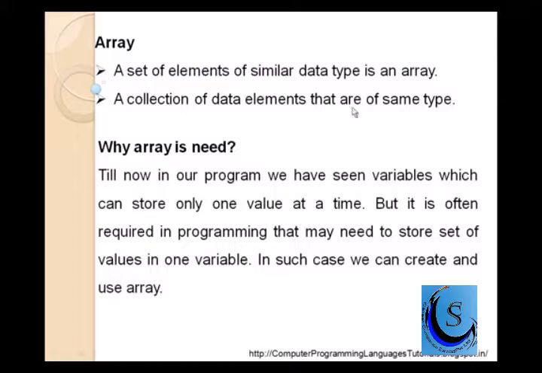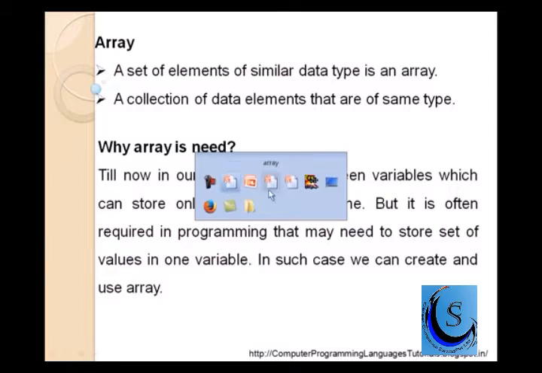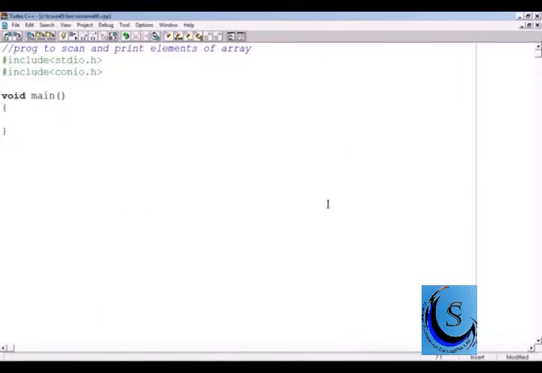All these elements are of the same type. Why is an array needed? For example, if you want to calculate the sum of 1 to 10 numbers, in that case, what will we do? You have to first declare 10 variables, that is integer n1, n2. Let us see it properly.